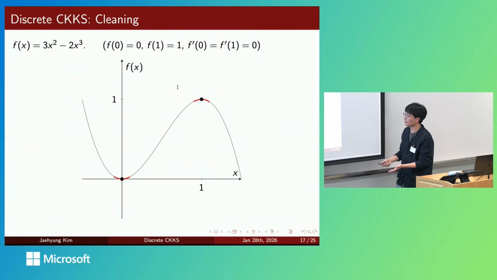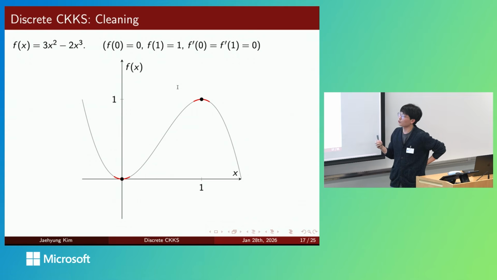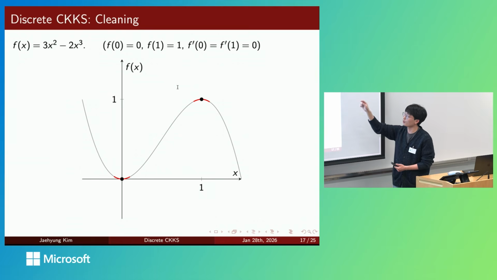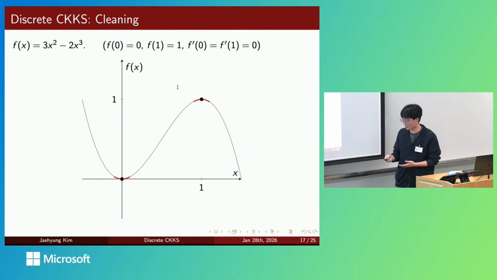this kind of property. So let's say we have a function f(x) equals 3x squared minus 2x cubed. Then this function is nice in the sense that it satisfies f(0) equals 0, f(1) equals 1, and it has vanishing derivatives around (0, 0) and (1, 1). And you can see that this is exactly the property we want.